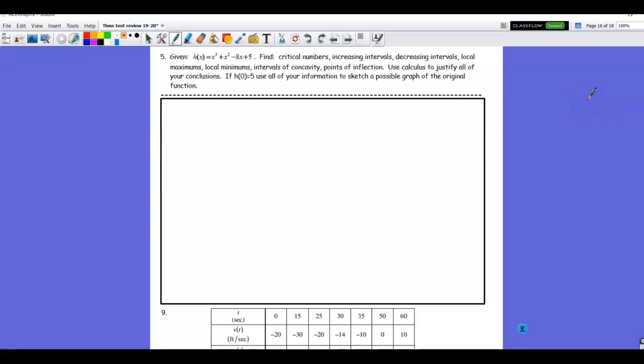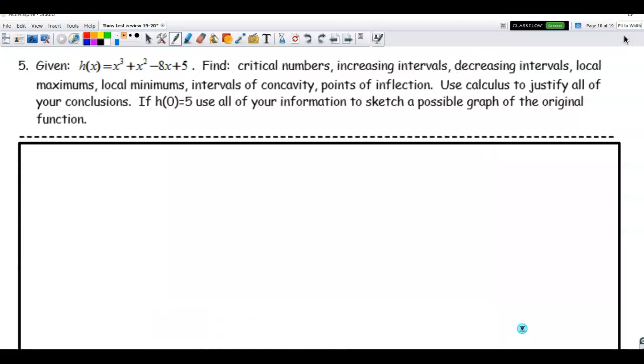In number 5, I'm going to make this bigger, actually, fit to width. In number 5, you were given a cubic function, which is continuous and differentiable everywhere. We are to find 1, critical numbers, 2, increasing and decreasing intervals, 3, local max and mins, good gracious, 4, concavity, 5, points of inflection, 6, we are to justify all of our conclusions, wow, 7, we are to sketch a possible graph of the original function.